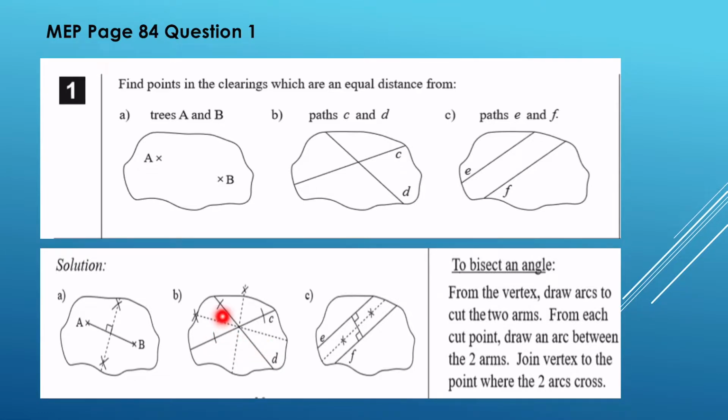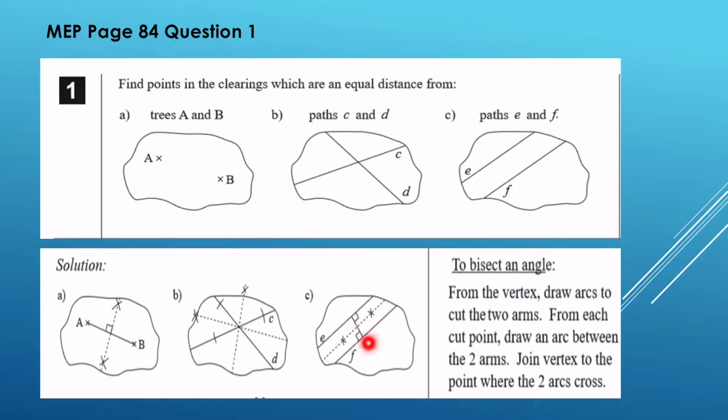And then from these two points, we draw two arcs, one here and then one here. The intersection of the arcs, we join it with the intersection of C and D, and then we will have this line which has all the points that are on equal distance between paths C and D.